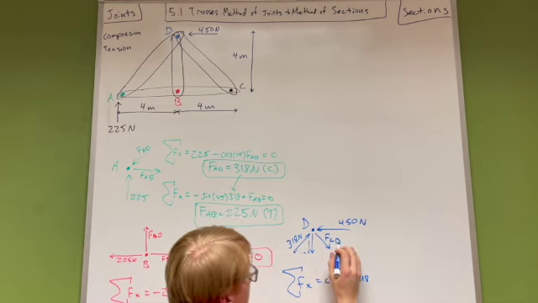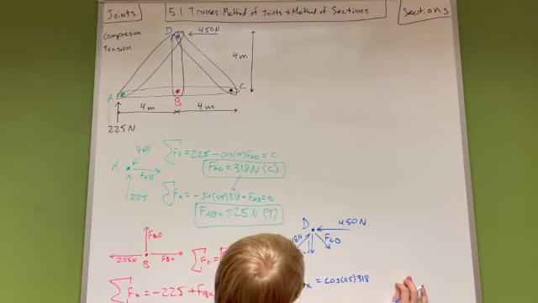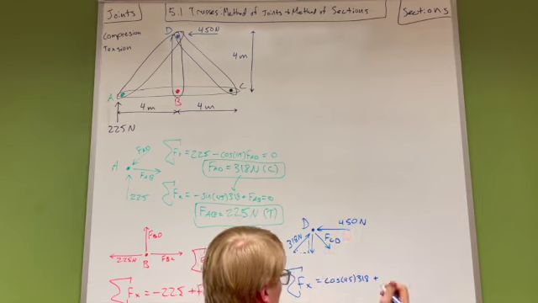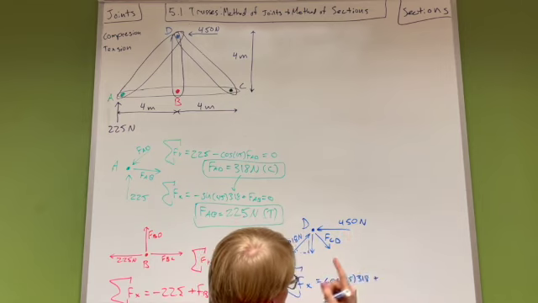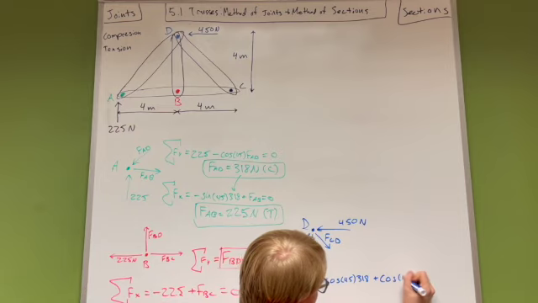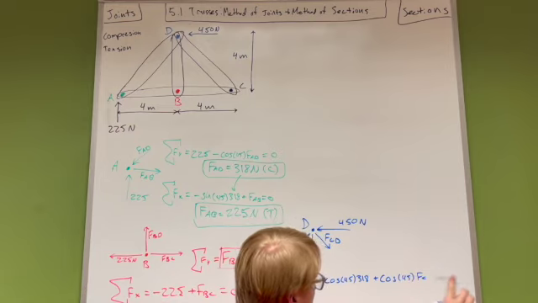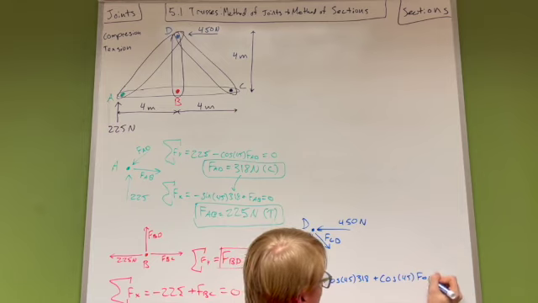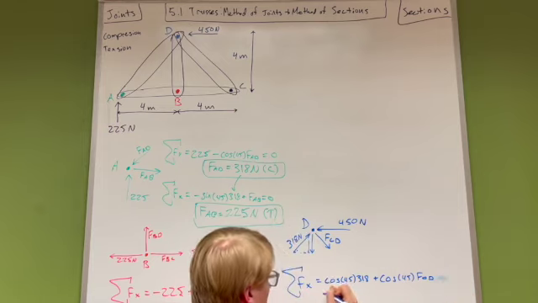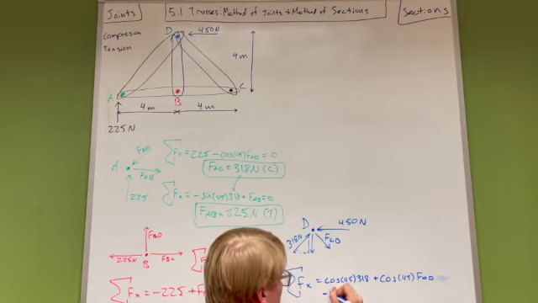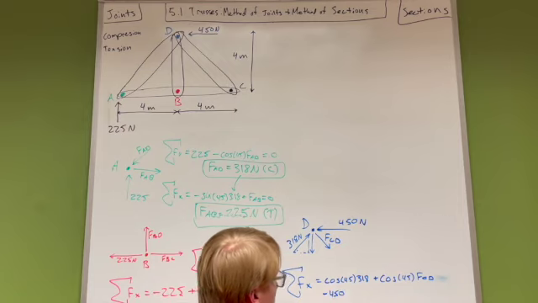And FCD is also a positive. Again, it's got a 45-degree angle, so it's going to be cosine as well. Cosine 45 times FCD. And finally, our 450 is in the negative direction. Okay. So that all equals 0.